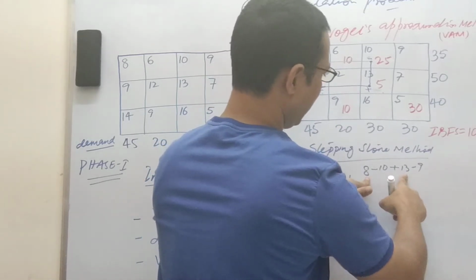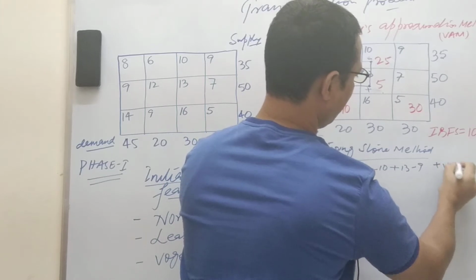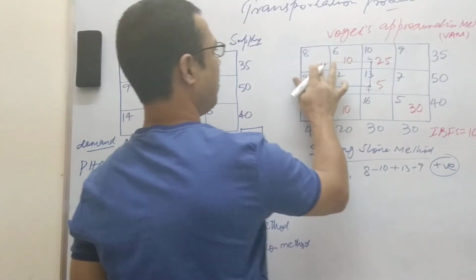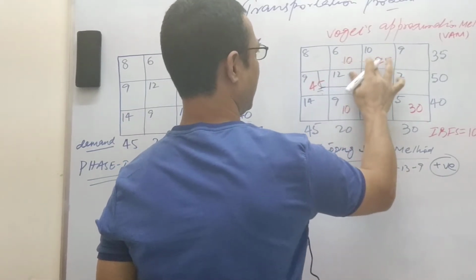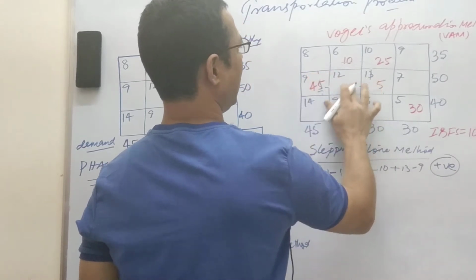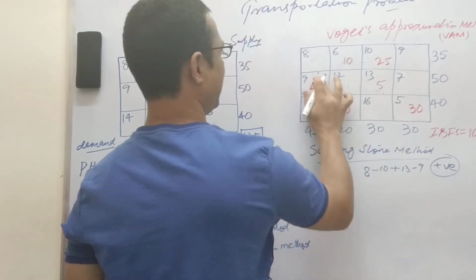So 8 plus 13, 21, 10 plus 9, 19. It means the result is positive. So we are not going to change this cell. This cell is not suitable to move from another cell to this cell. So this cell is not suitable now. Okay, then we'll consider another cell.